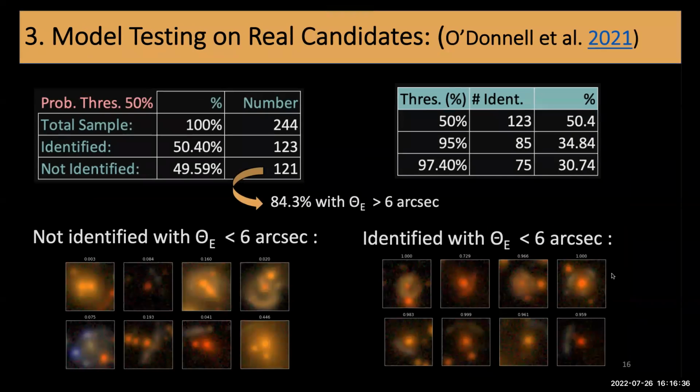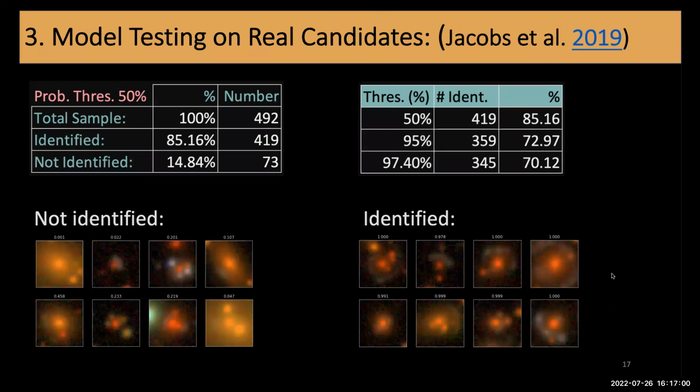Okay, and then this is a test on real candidates. Here you can see that the model is identifying about 50%. And what is cool about this sample is that it has the Einstein radius. About 84% of them have an Einstein radius that is outside of the cutout, so it makes sense that my model is not identifying them. And then this is another test on another set of candidates, where you can see that it identifies many with a threshold of 50%.